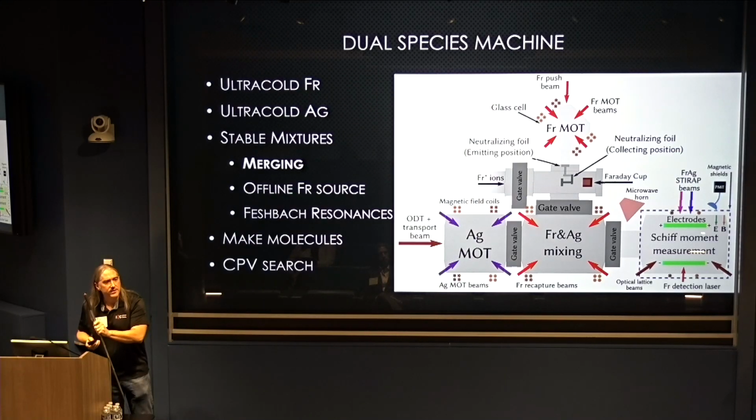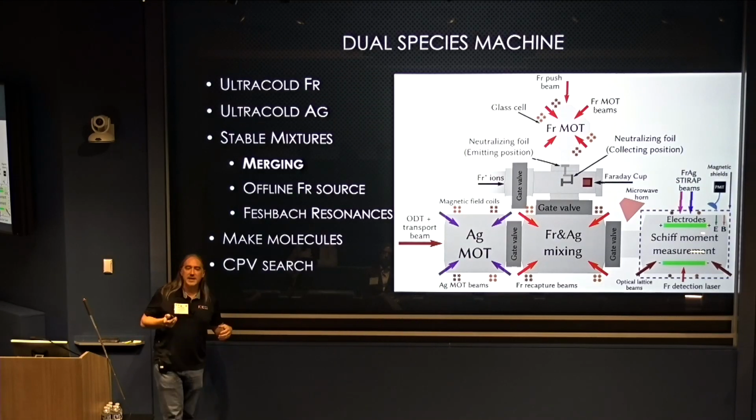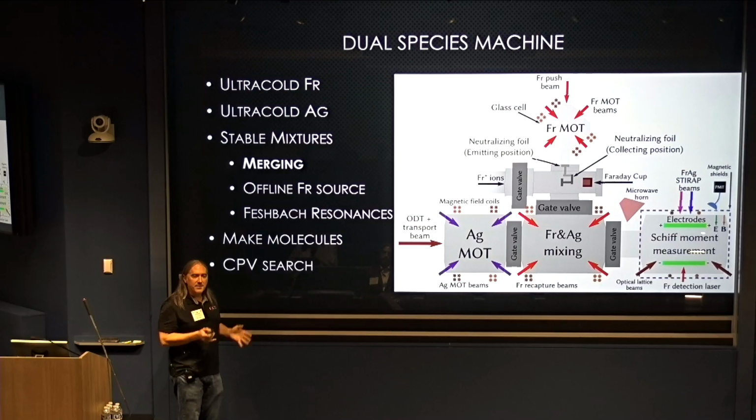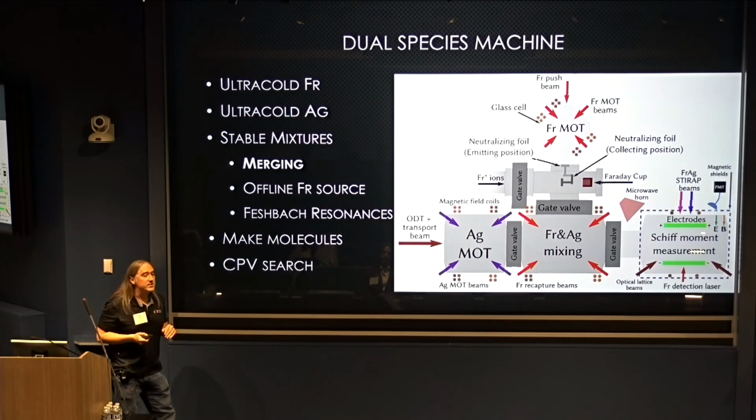And everything from this gate valve up also exists both at TRIUMF and in a second setup that we started building at Chicago and recently moved to Johns Hopkins for doing francium. Because while TRIUMF is a lovely place and a great source for francium, we have to apply for beam time. We get a little bit of the year for that. So we're building an offline source for francium.